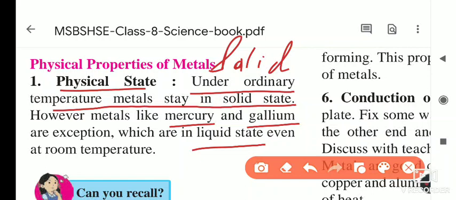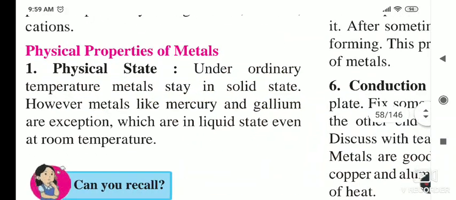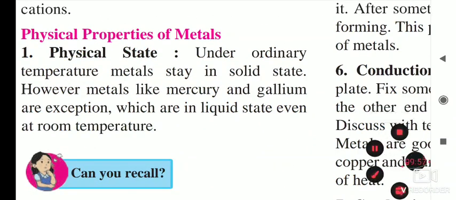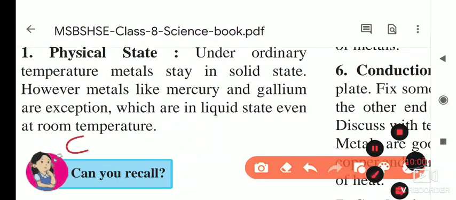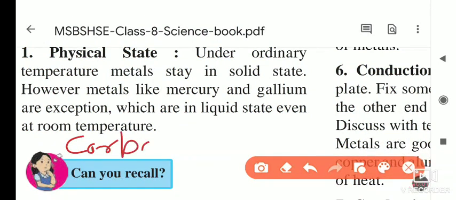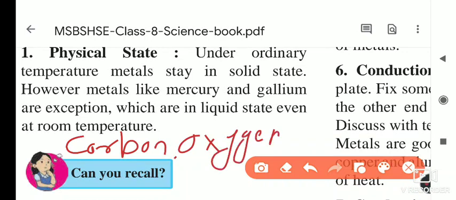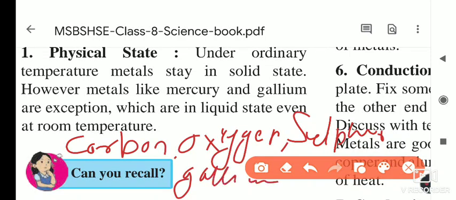In the exam they may ask you such questions. For example, in an odd man out, suppose they give you carbon, then oxygen, then sulfur, and at last they may give you gallium. So which is the odd one out from this?